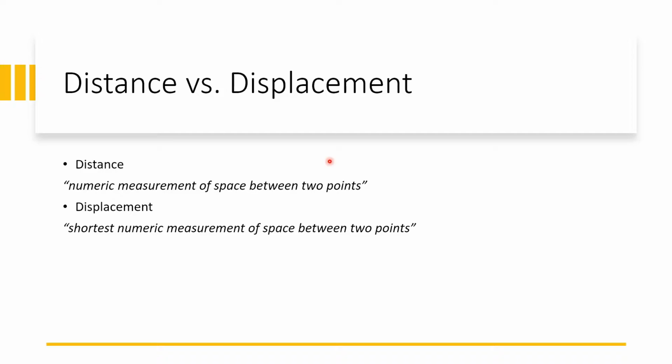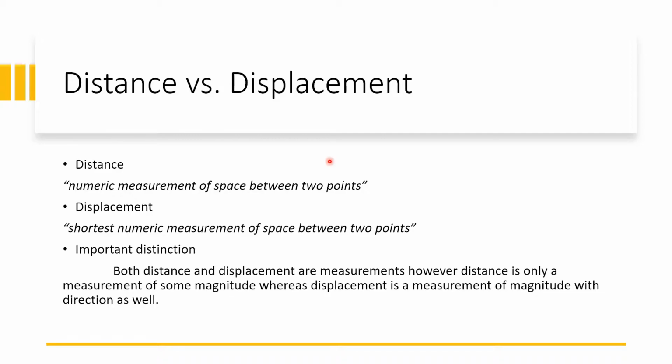Does this make sense, to get the difference? If it doesn't make sense, we'll move on to the next slide, where you will see an image or two which will help you with it. But there's an important distinction between these two. Both distance and displacement are measurements of space between 2 points, but distance has a magnitude only, whereas displacement has a magnitude, so some numeric value to it, and a direction as well, right?